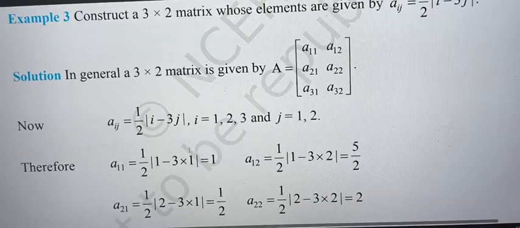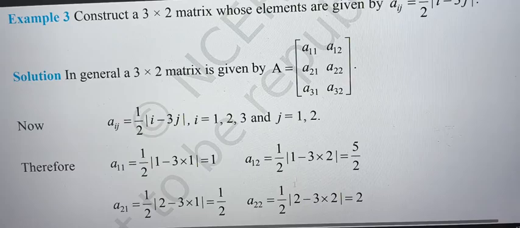3 into 1 is 3. 1 minus 3 will be minus 2, but it is inside the modulus, so it will be positive only. So 2 by 2 will be 1. So our first element is 1. Now go to the second element. What is the i value here? 1. What is the j value here? 2. So 1 minus 3 into 2, and then into half. Again 6 minus 1, 5. 5 by 2. No need to put the negative sign because it's in the mod. Again same thing. The i value is 2 and the j value is 1, and 2 minus 3 is minus 1 inside the mod, so cancel out the minus symbol, and then you get 1 by 2.